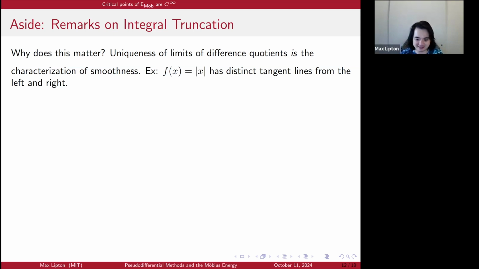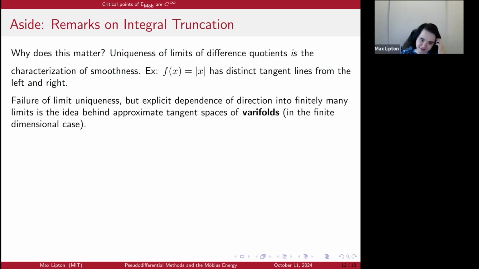having one-sided limits exist, having only finitely many different tangent lines, namely 2, that's still an interesting thing to say about our function, and how we can classify this in the broader class of just arbitrary generalized functions. And so the failure of limit uniqueness, but explicit dependence in how we take the limit of the difference quotients, and having finitely many ways in which our choice of subsequence can arrive at a different notion of a tangent space.